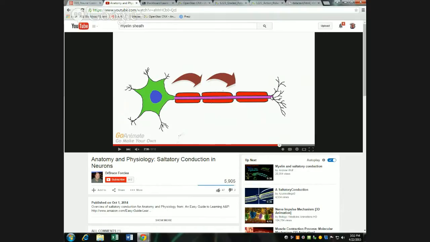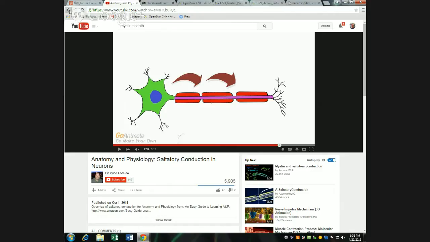Unmyelinated axons, because they have to do that continuous kind of conduction or propagation, will send signals very slowly at about, I want to say it's 2 meters per second or thereabout. And in myelinated axons, the signal travels much more quickly. It might be 50 to 100 meters per second because it's jumping from here to here to here to here.